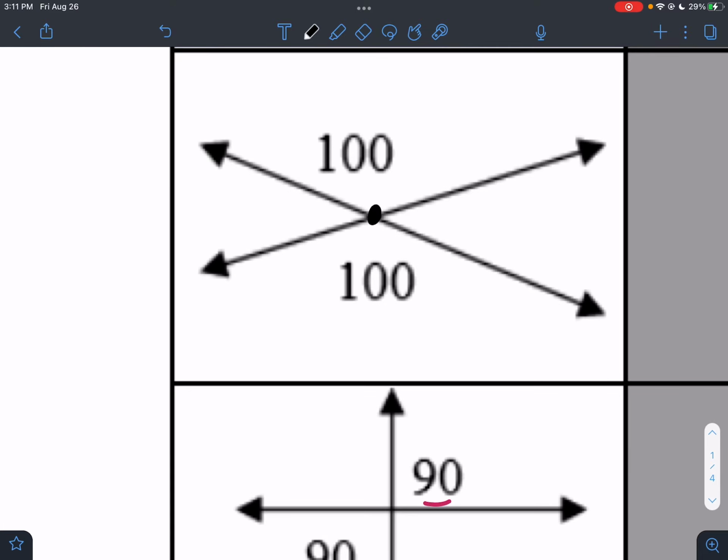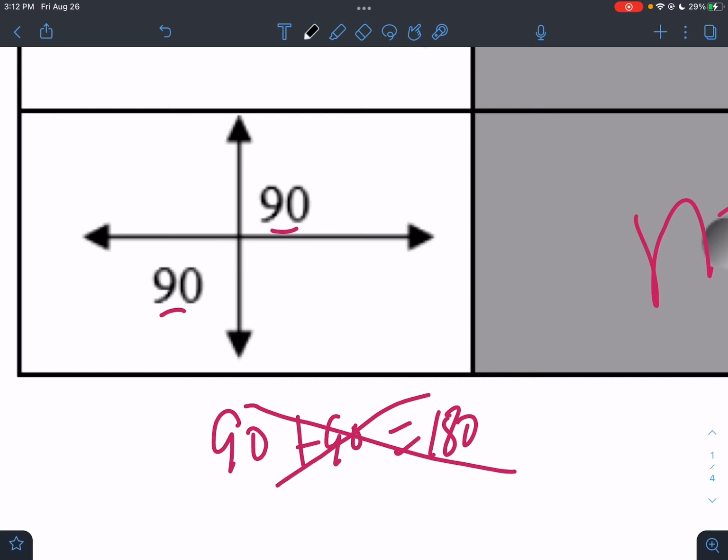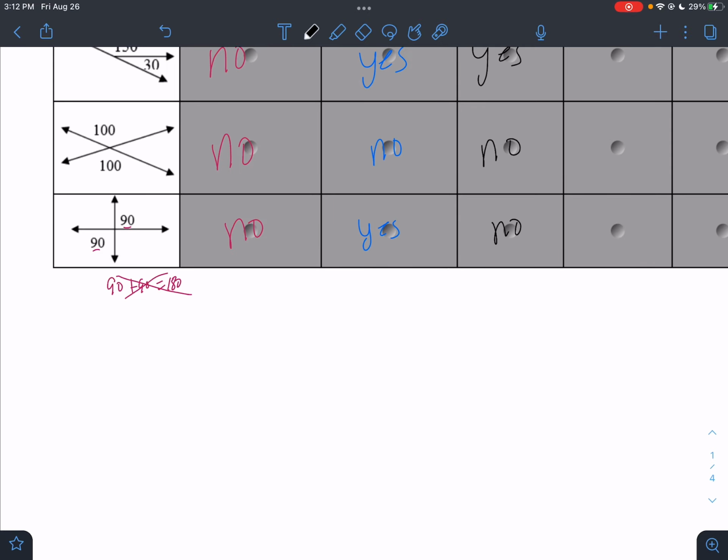They share a vertex, and we're going to talk about this in a little bit, but the top 100 uses these two, and the bottom 100 uses those two rays. So those are not the same rays at all. They have zero shared rays. They have a shared vertex, but no shared rays. And then same thing here. They have a shared vertex, but no shared rays.